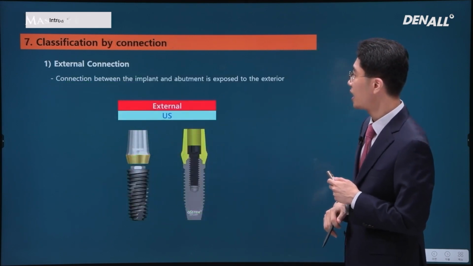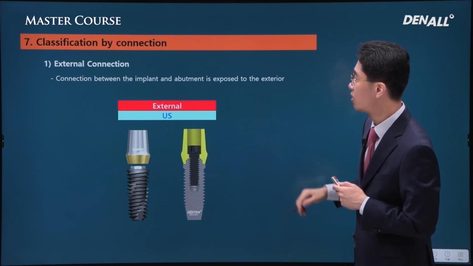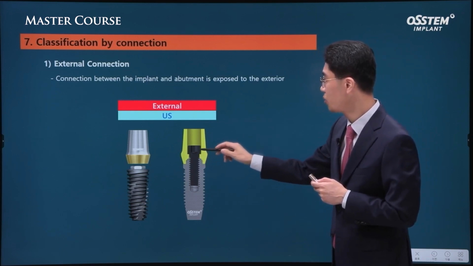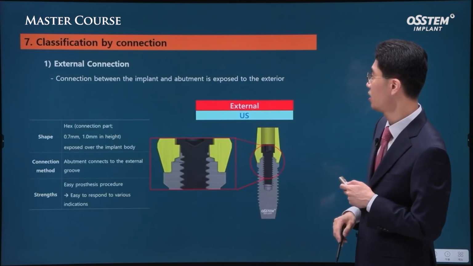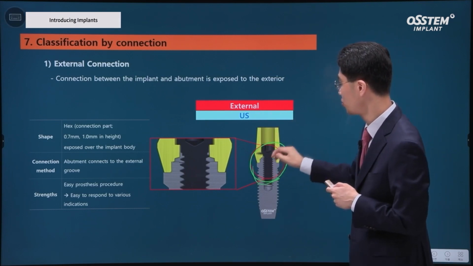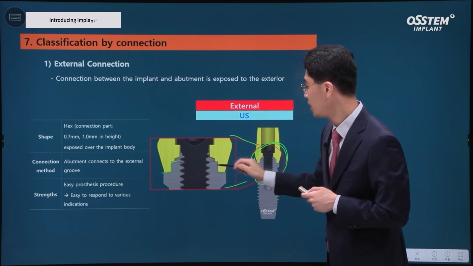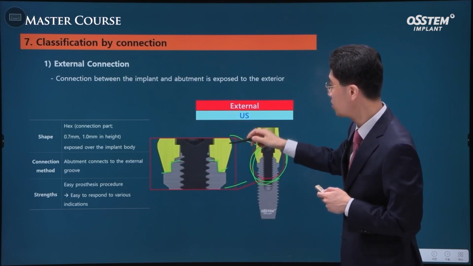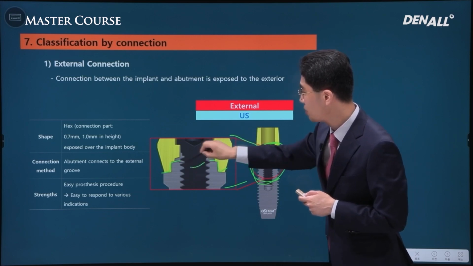In Osstem lineup, it is US implant. It has external connection. The hex is at the top, and on top, abutment is connected. Let's look at US type connection method. If we expand the image, on top of the platform, there's a hexagonal shape, and the yellow is the abutment. Abutment is connected. Between implant and abutment, there's an abutment screw that binds it.